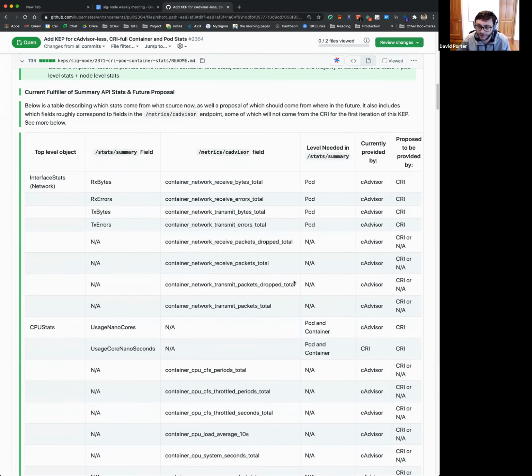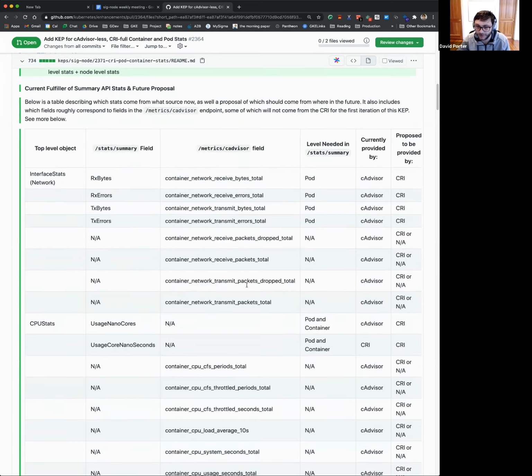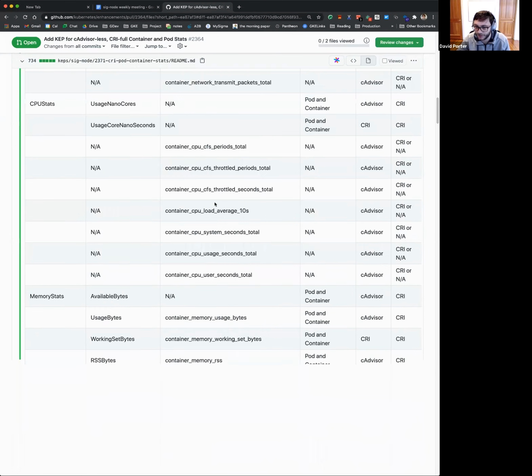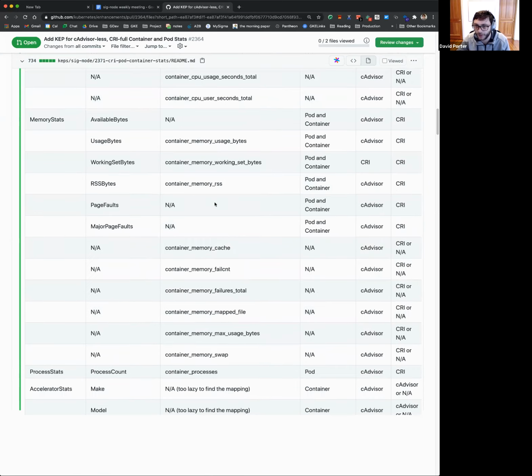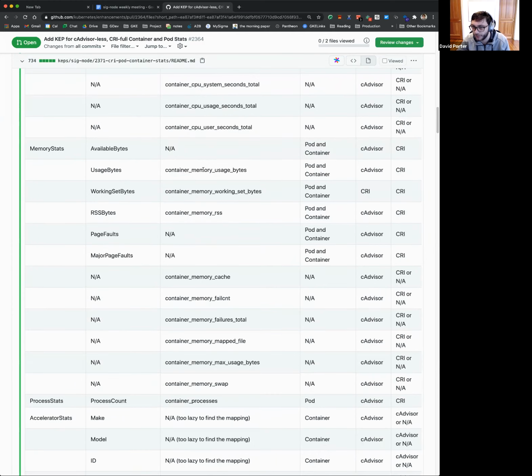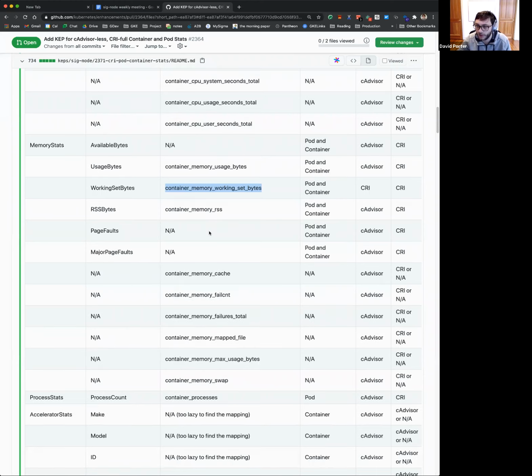So the future goal is that summary API can basically move completely off of cAdvisor and use CRI for metrics. That's what the KEP focuses on. It goes into detail on all the various metrics here. So this is for memory. Today, I think there's only one metric provided by CRI, container memory working set, but summary API provides a lot more.